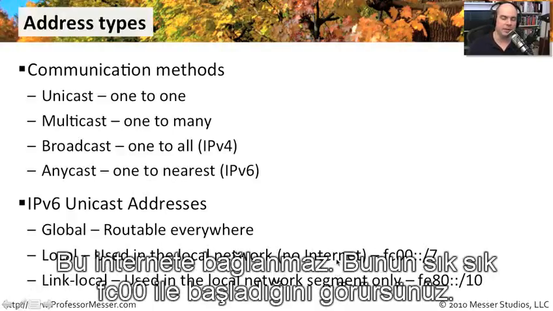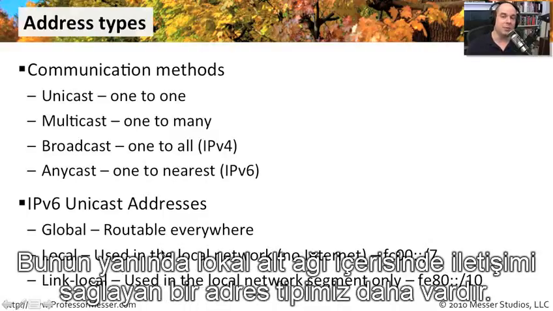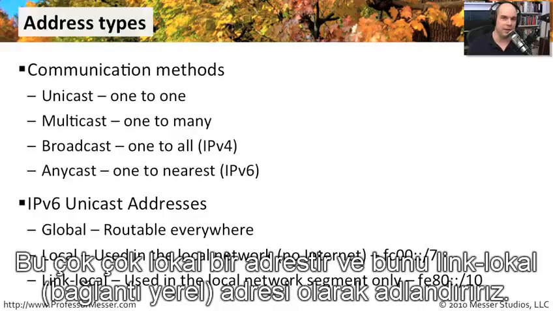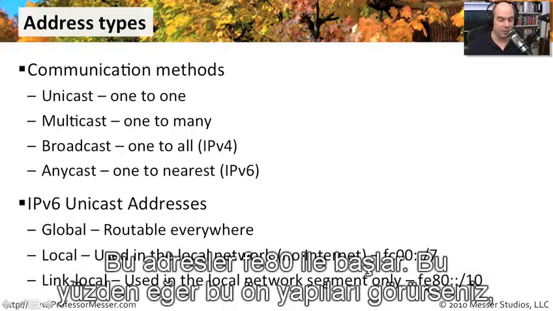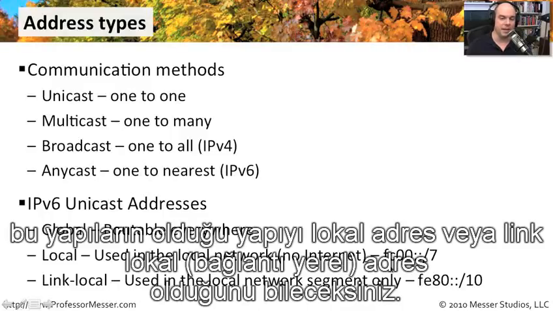It does not go to the internet, and you'll often see it beginning with FC00. It's a good way to tell that that is your local address. There's also a type of address that will only be communicated on your local subnet. So this is very, very local. We call that a link local address. And those addresses start with FE80 at the beginning. So if you ever see those prefixes on those addresses, you'll know right there that that is a local address or a link local address.